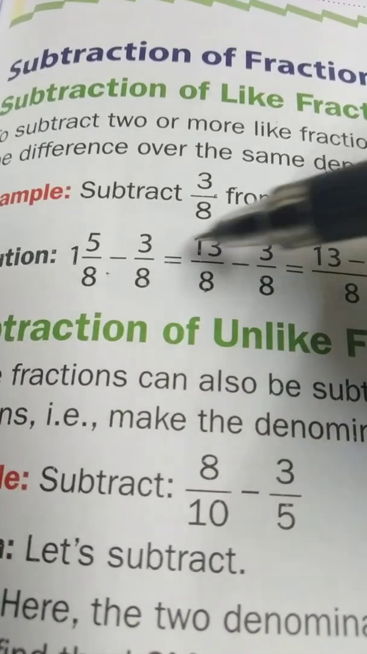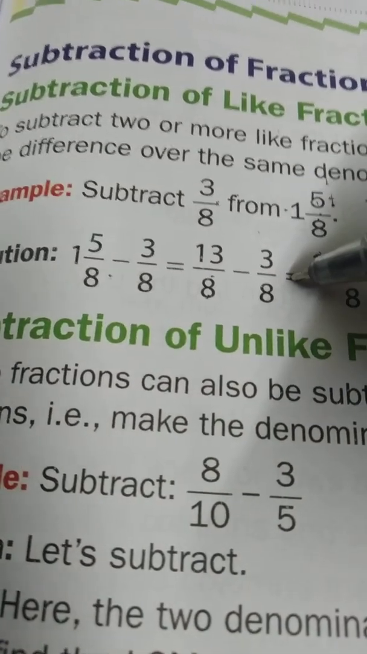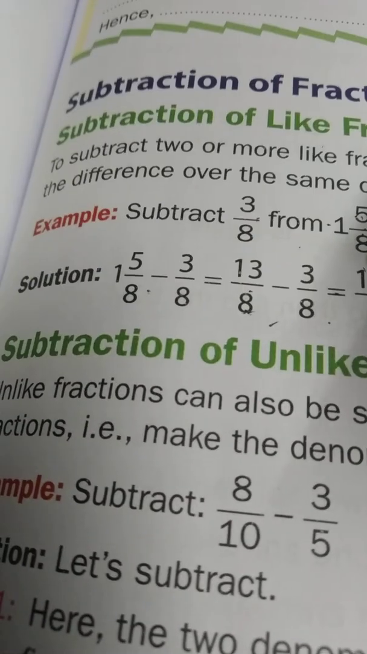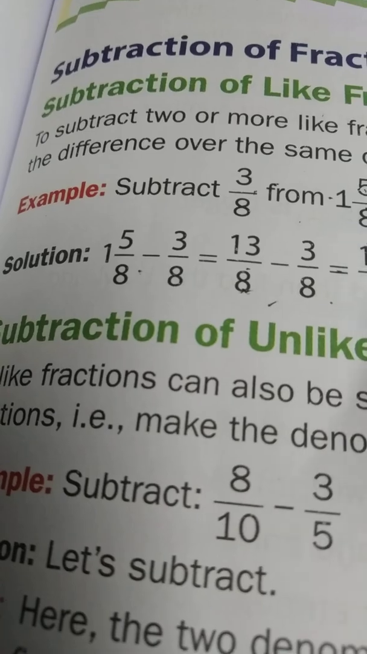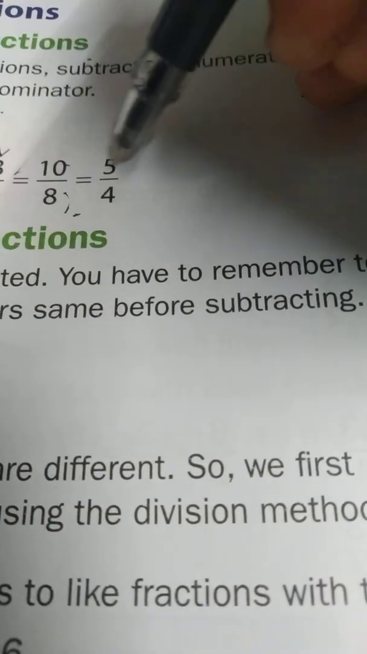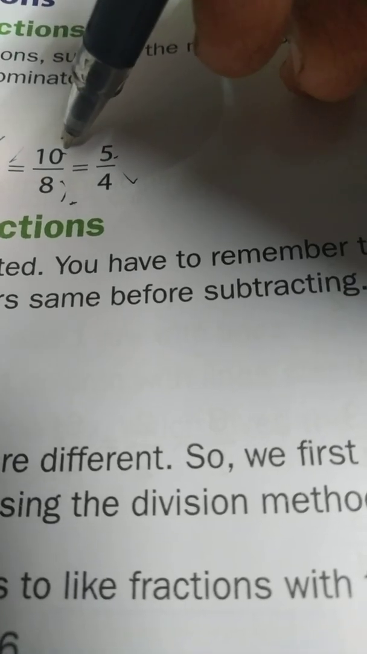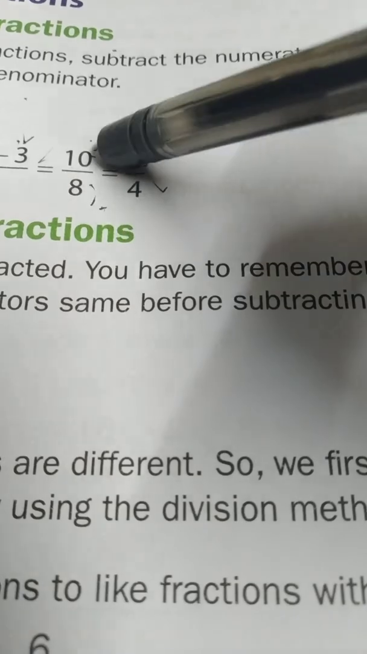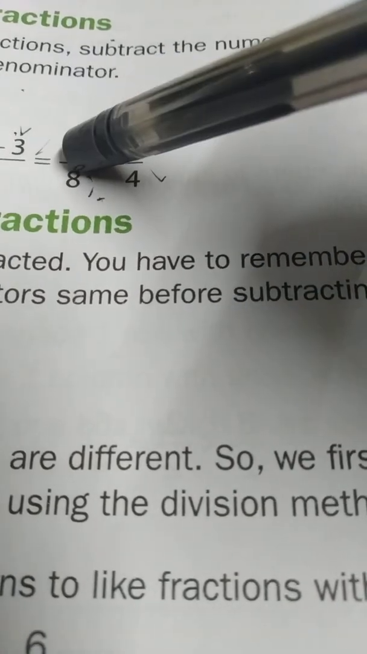Convert this mixed number into an improper fraction and subtract the given number. As denominators are the same, directly we can subtract the numerators. 13 minus 3 will get 10 by 8. Again you can reduce this 10 by 8 into simplest form by dividing numerator and denominator with 2. 10 divided by 2, 5. 8 divided by 2, 4.